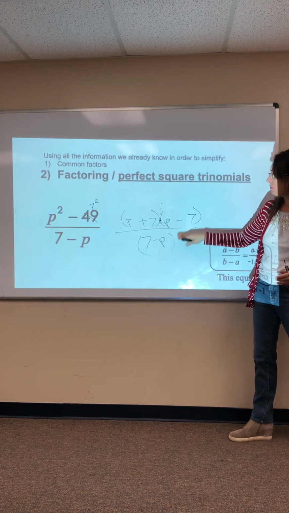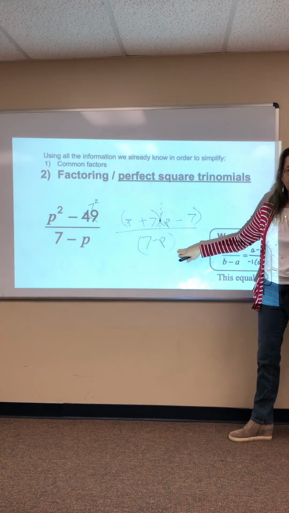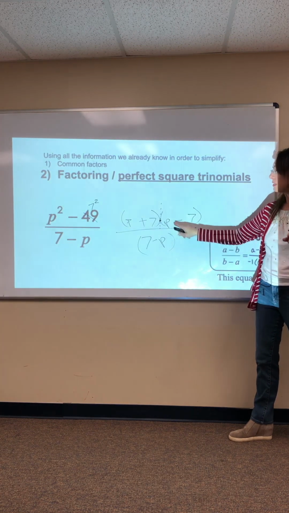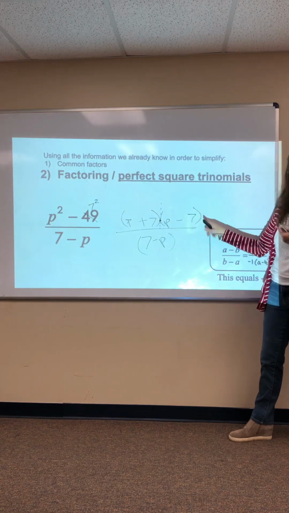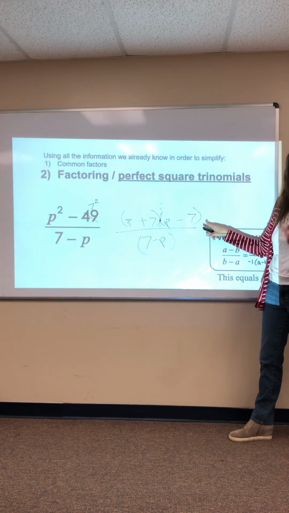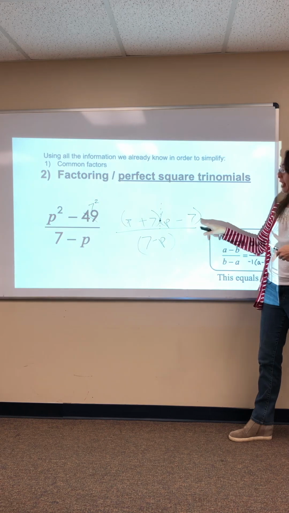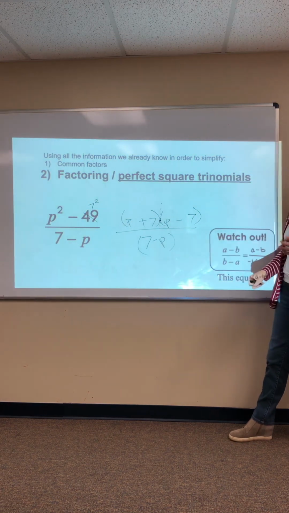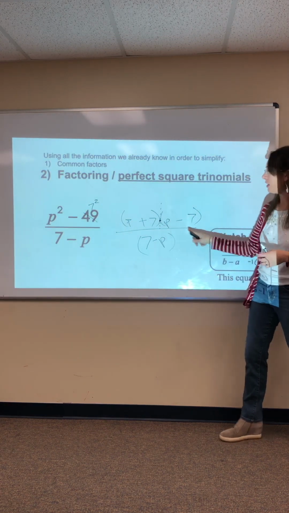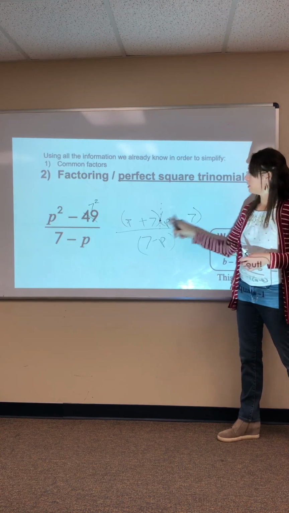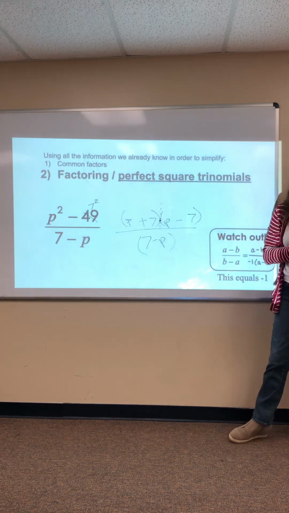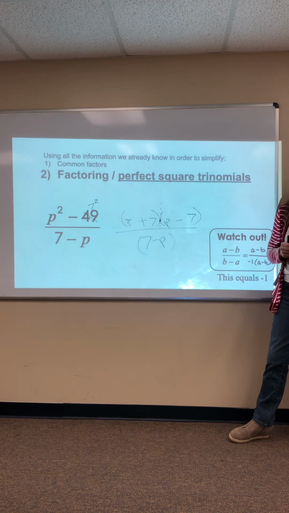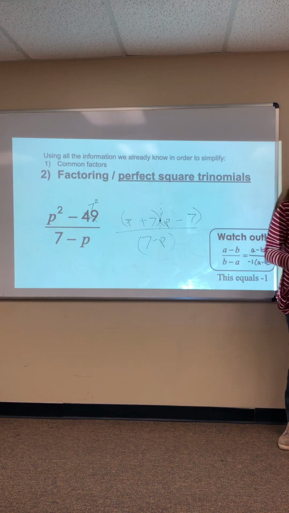Now these look very similar, but are they the same? No, because this is p minus 7, and the order with subtraction matters, right? And this is 7 minus p. Is there a way that I can change one of these to look like the other one? I mean, you could.